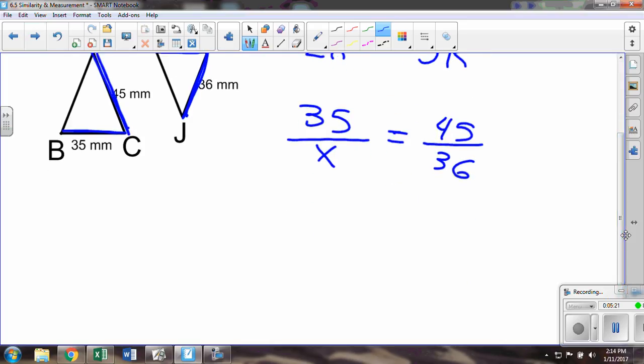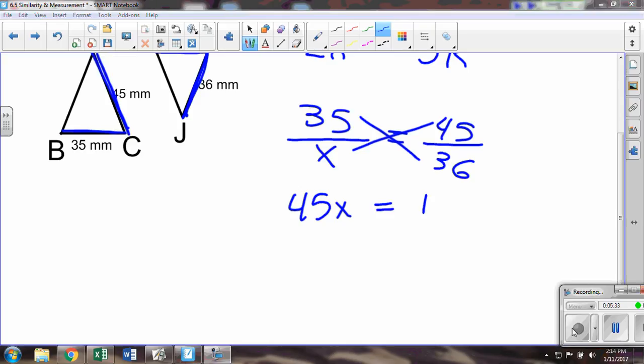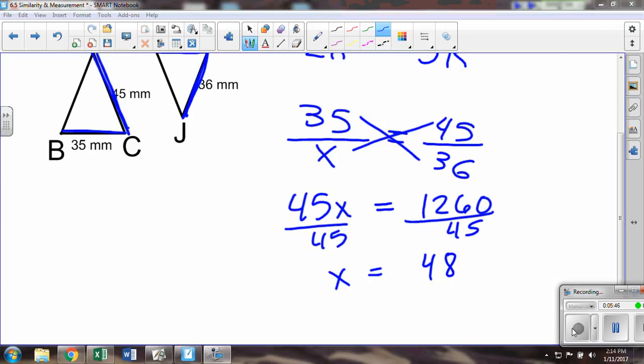So 45 times x, 45x. 35 times 36, that's 1,260. And when we divide out by this 45, 1,260 divided by 45 gives us 28. And so there we go. We've got our length, 28 millimeters. And we're done.